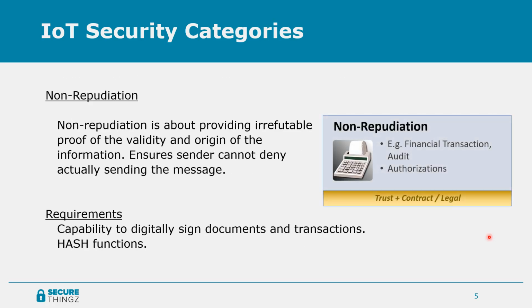Non-repudiation. This is a very important one, especially in the banking industry. So this is about providing irrefutable proof of the validity and origin of the information. The requirements to meet this objective is the capability to digitally sign documents and the use of hash functions. More detailed information about these functions is available in other webinars that are covered by Secure Thingz and available from our website.